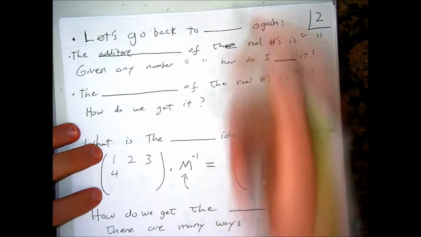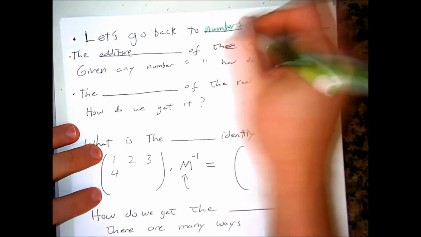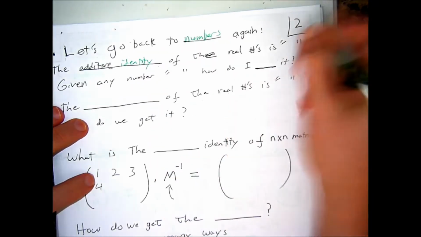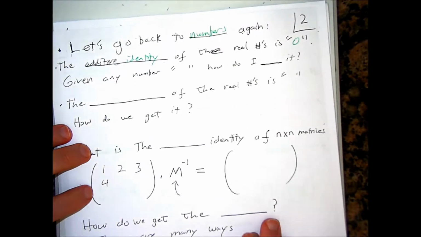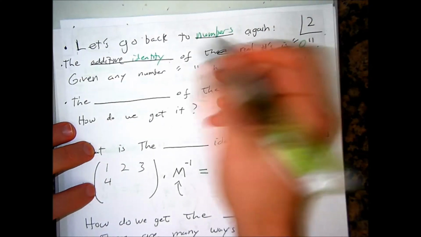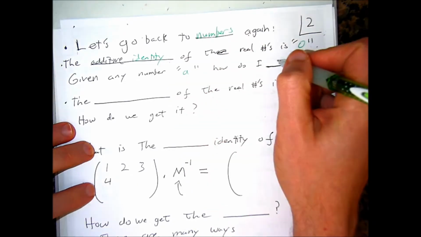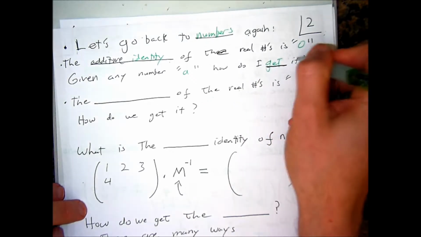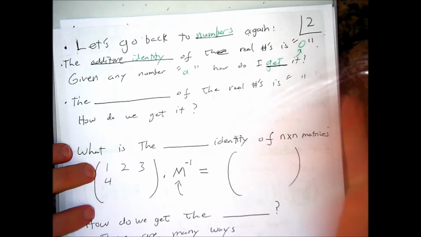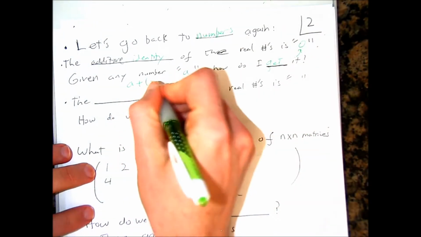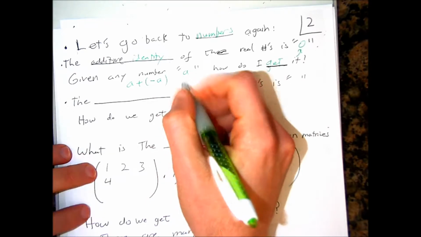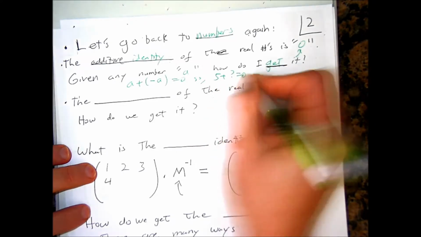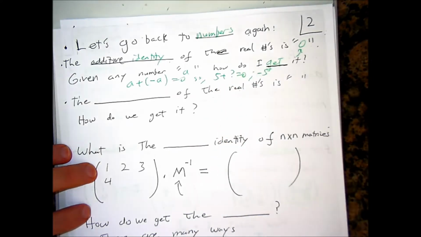So let's go back to numbers again, right? The additive identity of the real numbers is 0. So given any number a, how do I get 0? Well, I just add the opposite, right? So a plus, and I stick a little dash there, a negative sign, and I'll get 0. So 5 plus what equals 0? Obviously negative 5, right? The answer is negative 5.